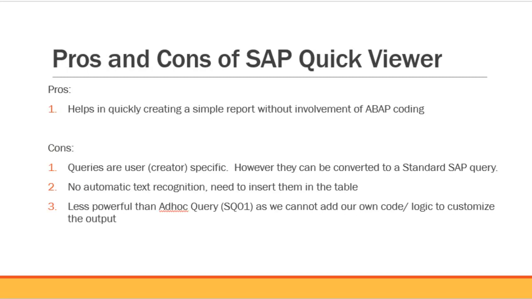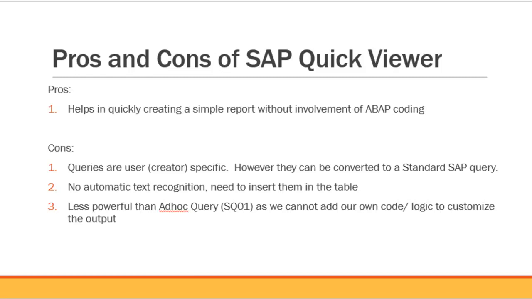Now, the pros of using SQVI include that it helps in quickly creating a simple report without involvement of ABAP coding, which means that if you know what data you want in your report and you know the tables that can give you that information, you can use those tables, and with SQVI, you can create a simple report.